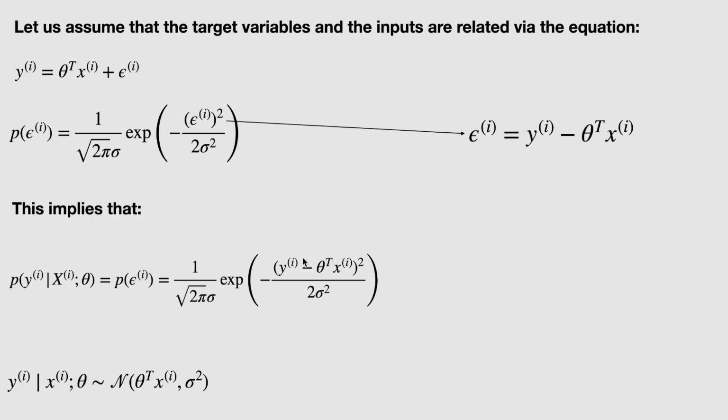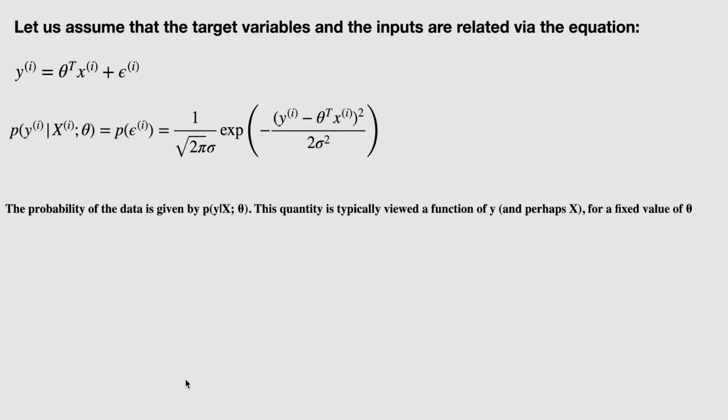And if you compare this with our normal distribution function, here it was y minus mu square, right? So mu was the mean, and here in place of mu, theta transpose x is there. So we will say that theta transpose x is the mean, and sigma square is the variance. So we can represent yi given xi parameterized by theta as a normal distribution of theta transpose xi comma sigma square, where the first parameter is the mean and the second parameter is the variance. So the probability of the data is given by probability of y given x parameterized by theta.